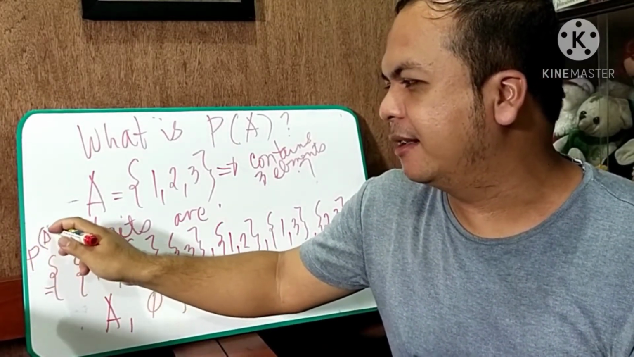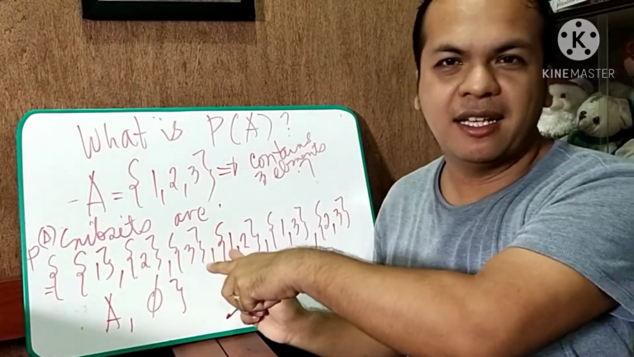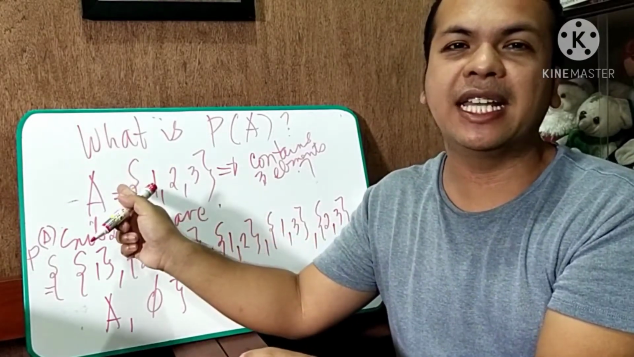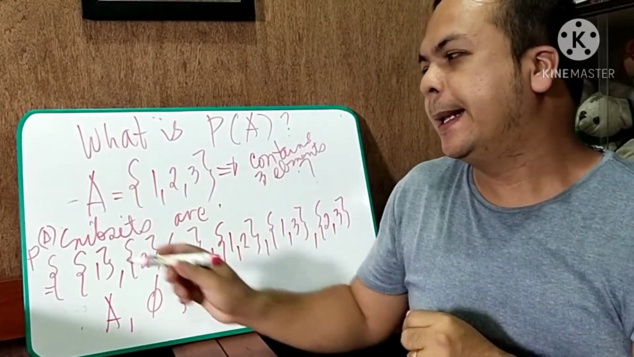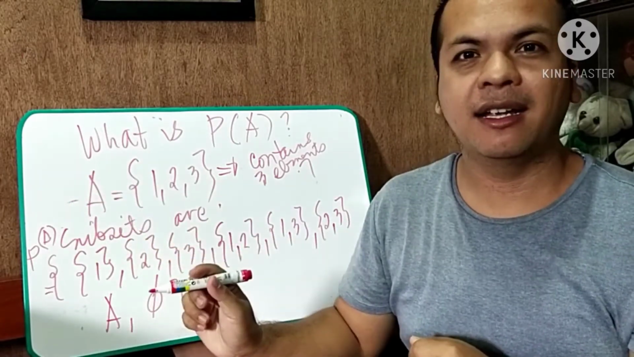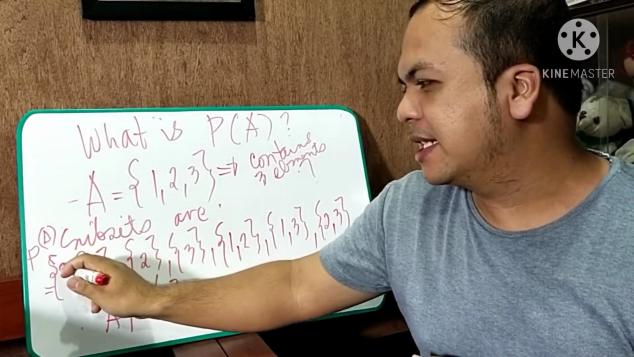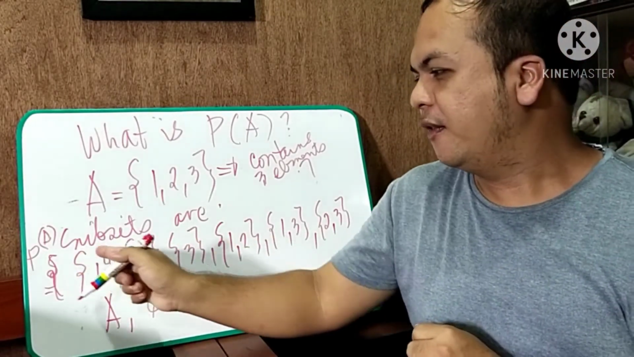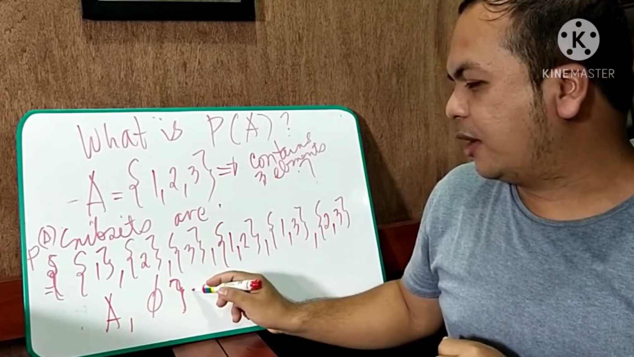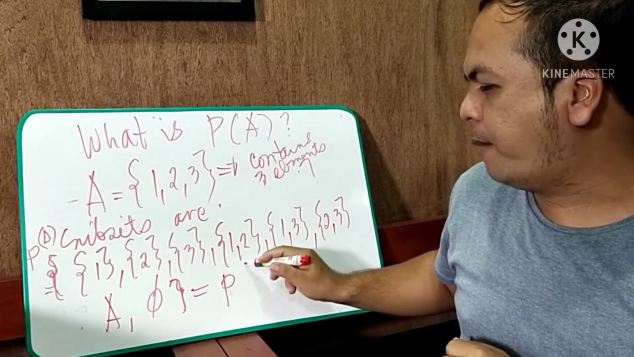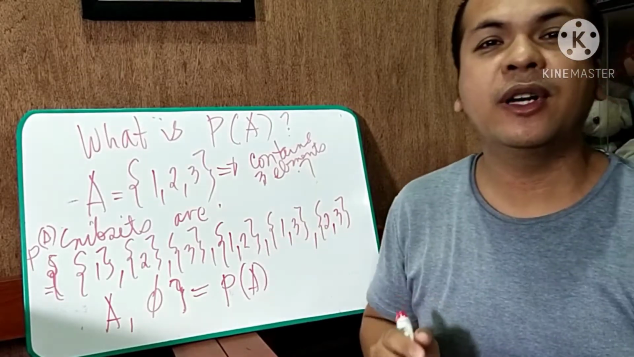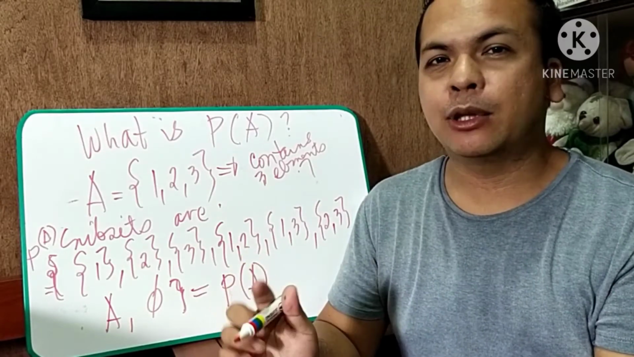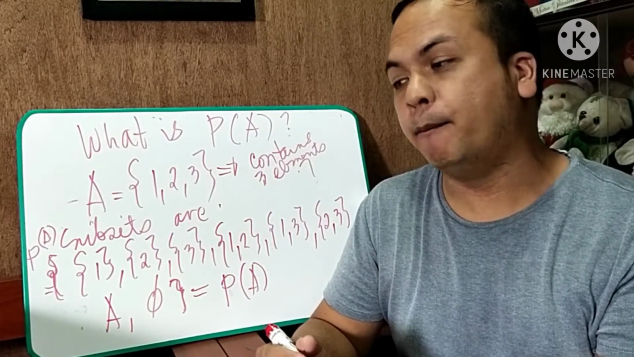So, ibig sabihin, itong set containing all subsets of this given set is actually what we call the power set of A. Okay? So, itong set containing all subsets of A, ito na ang tawag natin ito, we call it the power set of A. So, yun yung kailangan natin malaman. No? Kasi merong power set na term na dinagdag dun sa ating example.